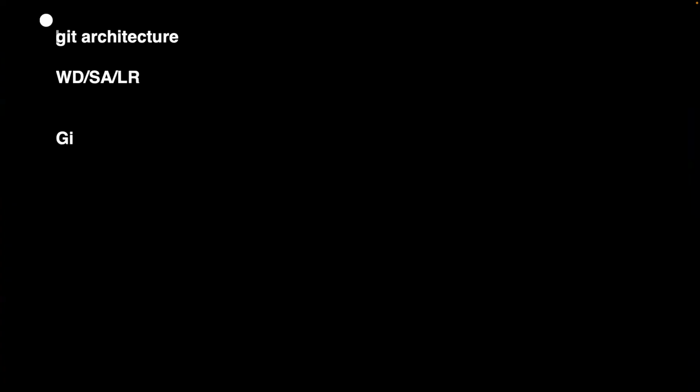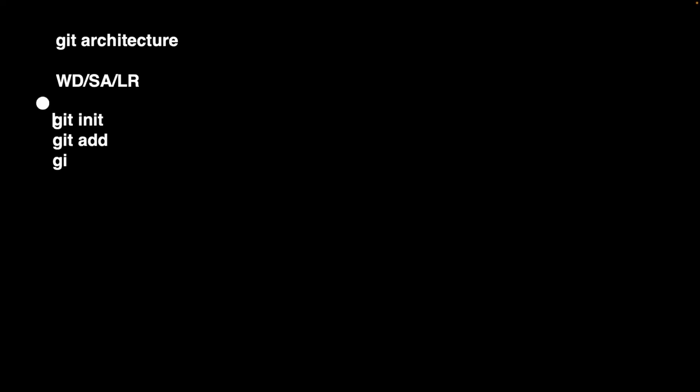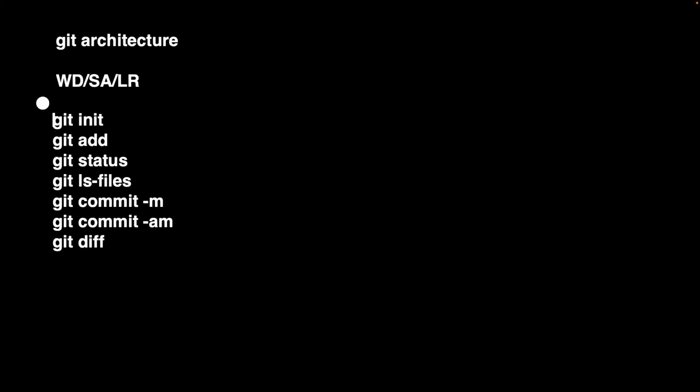And then we have discussed the commands like creating a local repository. I'm just listing the commands. Git init, git add, git status, git ls-files, git commit -m, git commit -am to modify and all, git diff file name to see the unstaged changes. To see the staged changes, git diff --staged flag and the file name, right?